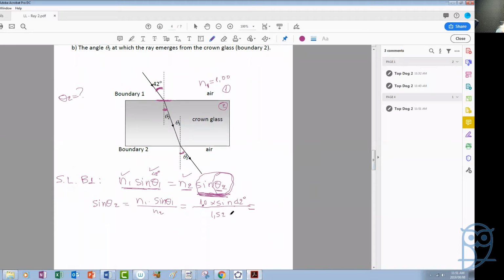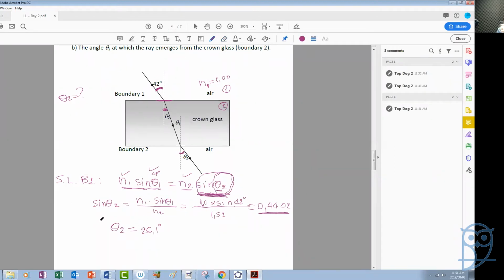And what do I find here? I find 0.4402. Okay, too many figures there, but nevertheless. So that is the sine of the angle θ2. Okay, so now we use our calculator to find the angle θ2. In this case, if the sine of the angle is 0.4402, then the angle is 26.1 degrees, according to my calculations in degrees. Okay, so this is the angle θ2.